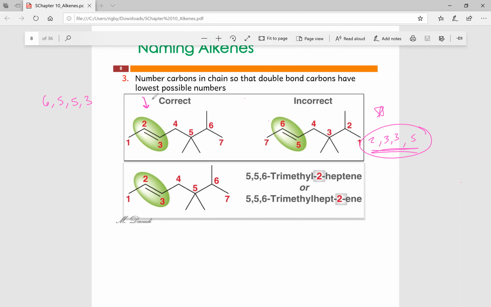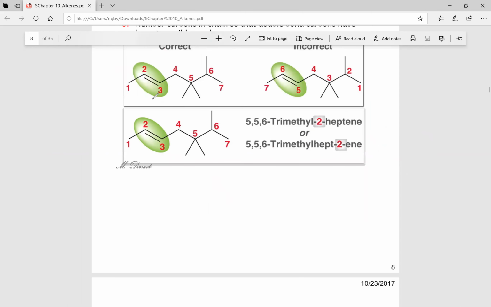Okay? And there are 2 ways you can indicate where that double bond is. You're always going to indicate where that double bond is by telling us the number that it starts on. So in this case, it starts on 2. If we said trimethyl 3 heptene, then that would imply that our double bond is right here, and that would be incorrect. So that's why we always indicate which carbon the double bond starts on rather than where it ends or both of them. Okay? So trimethyl 2-heptene versus trimethyl hept-2-ene.